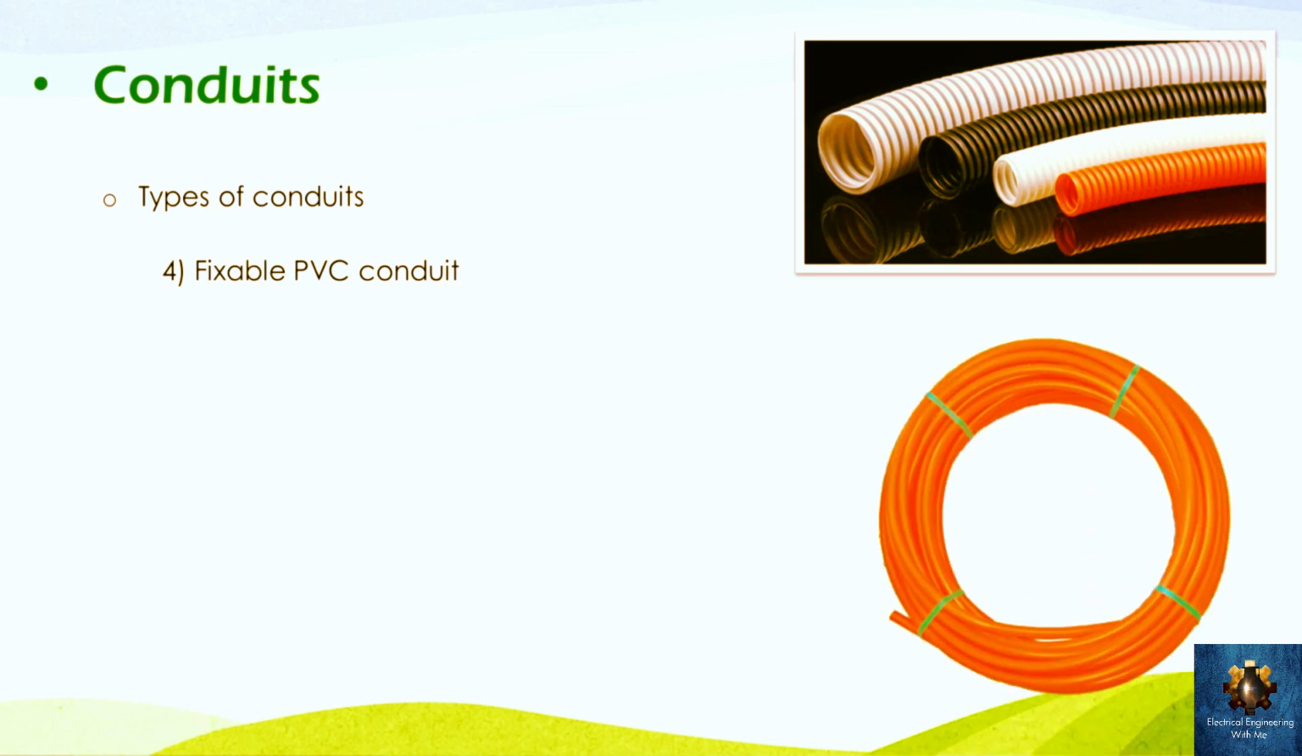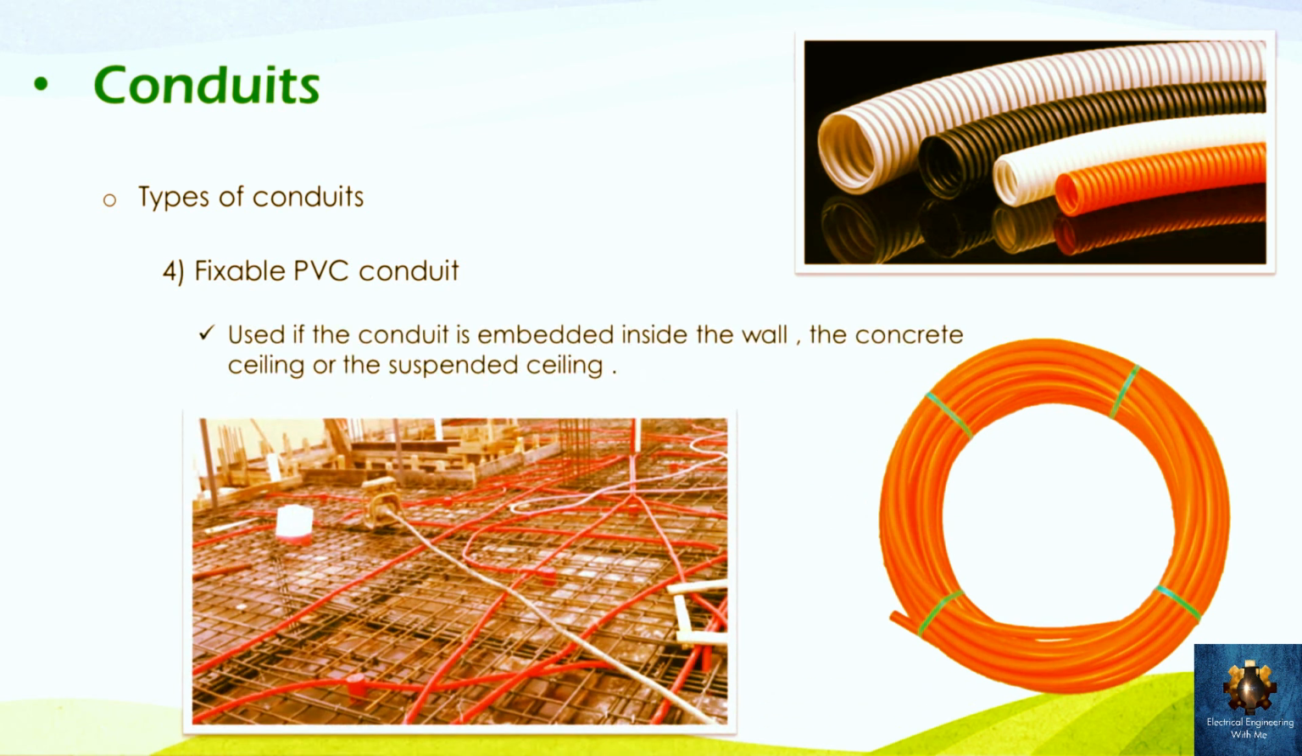Like in this case here, you can see it's a flexible one, so it can be used in case there are some pins in the path of the conduit, or there are some curvature shapes. And it's used also in case of the hidden conduits inside the wall, or inside the ceiling, or above the suspended ceiling. So this type is a hidden one which lays inside the concrete itself.